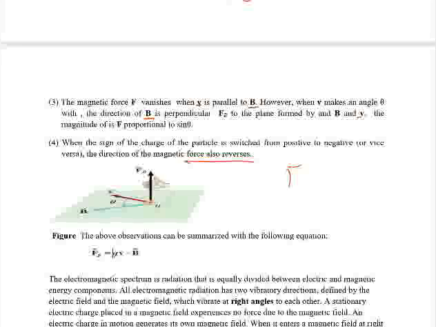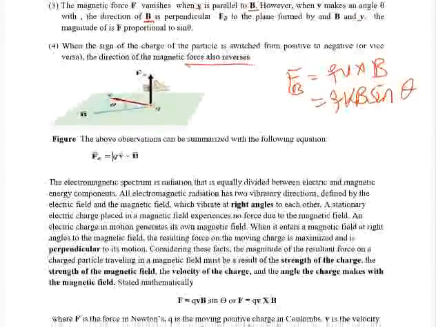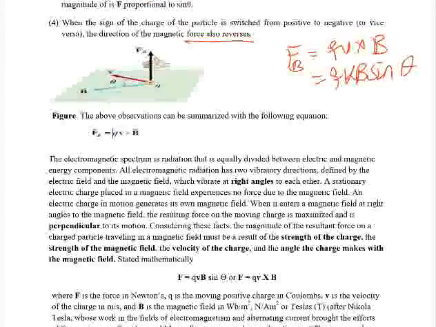Therefore, F_B is equal to Q V cross B, and evaluating this cross product, we finally get Q V B times sine of theta, where theta is the angle between the velocity and the field strength. This is the equation we use to calculate the magnetic force created by a single charge.